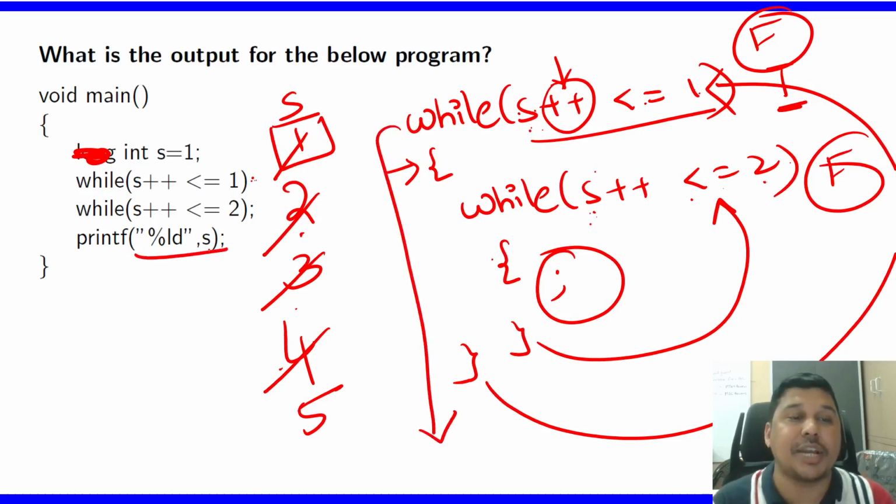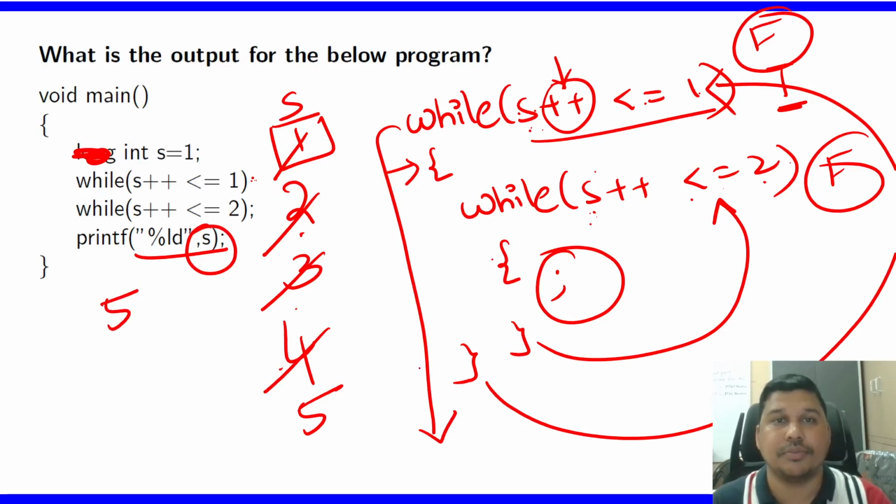After this, you have a printf statement, printf S. So S value is 5. So answer for this problem is 5. Okay.